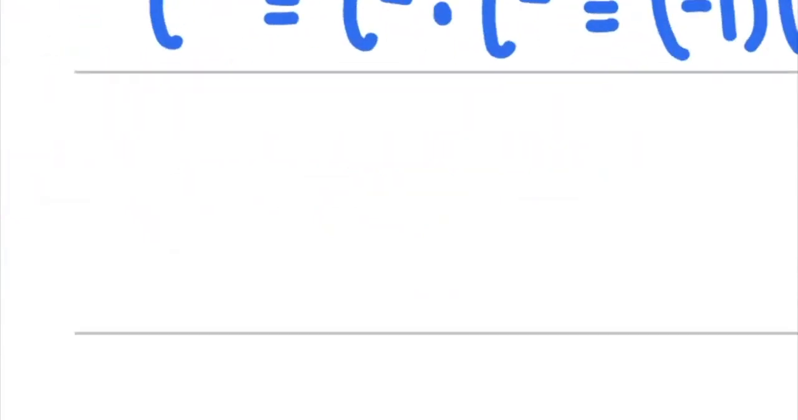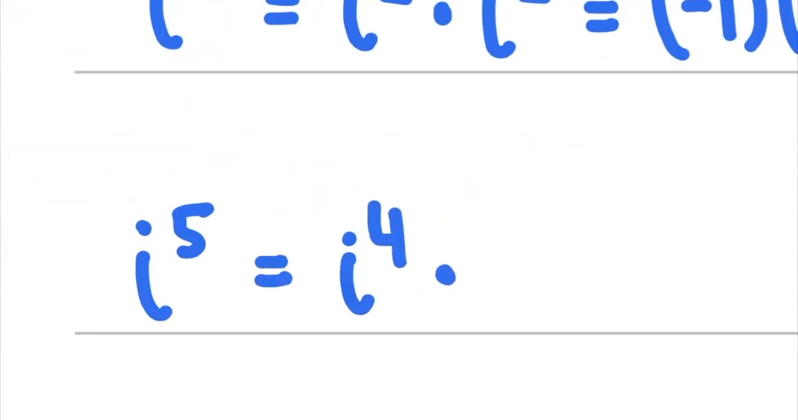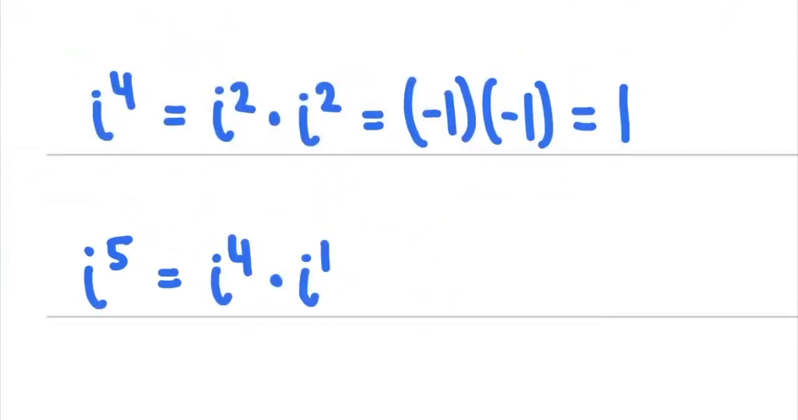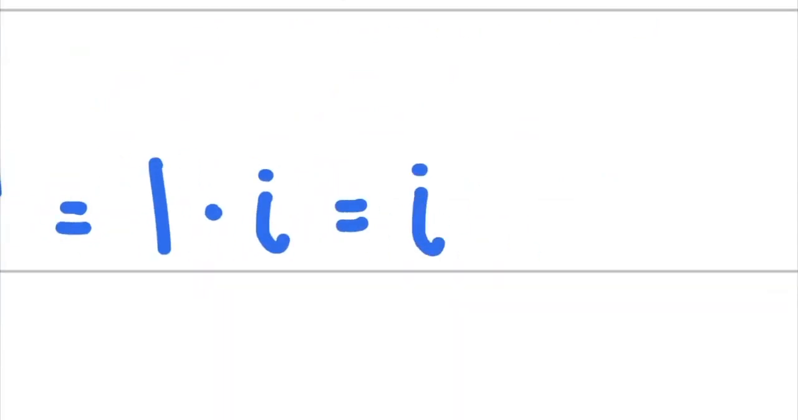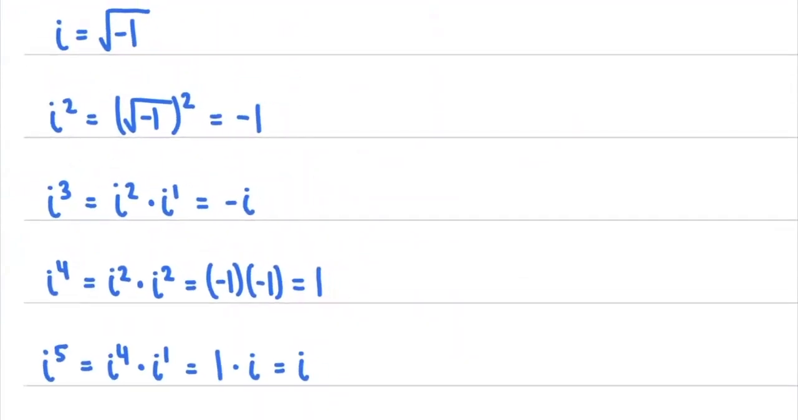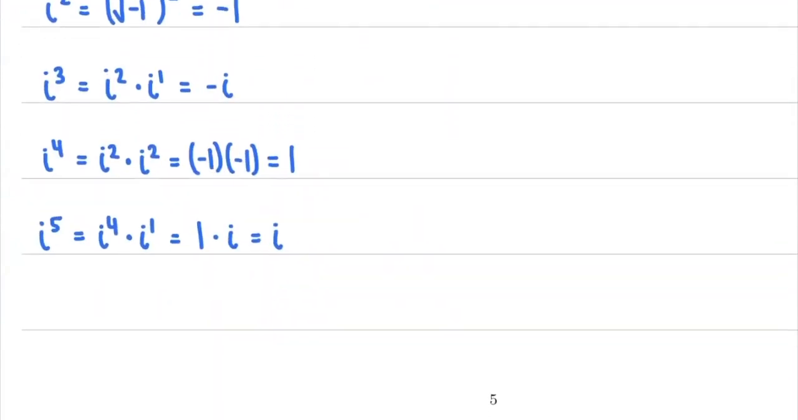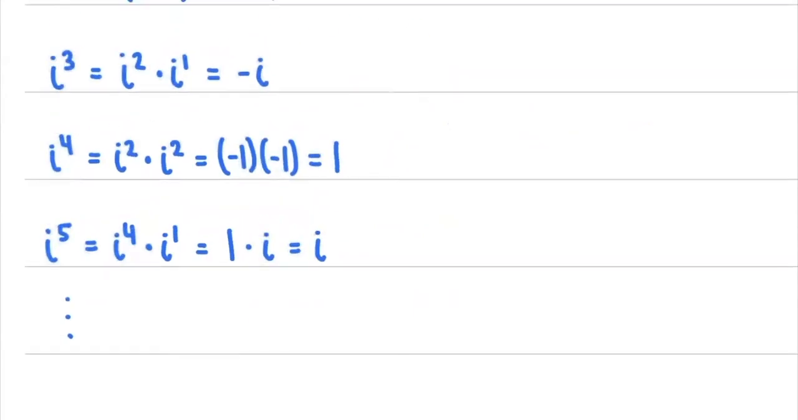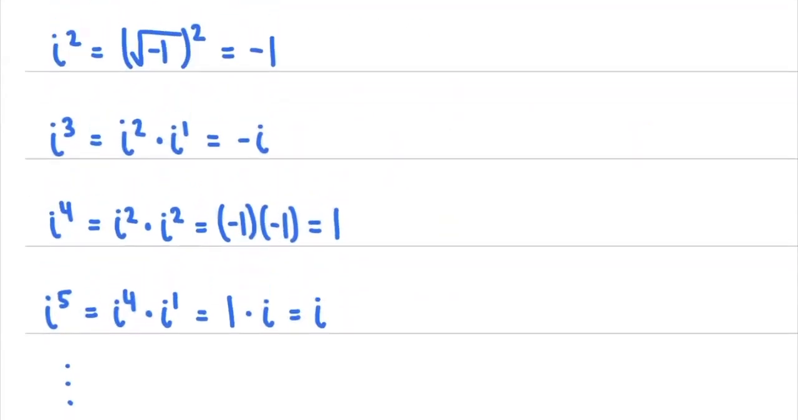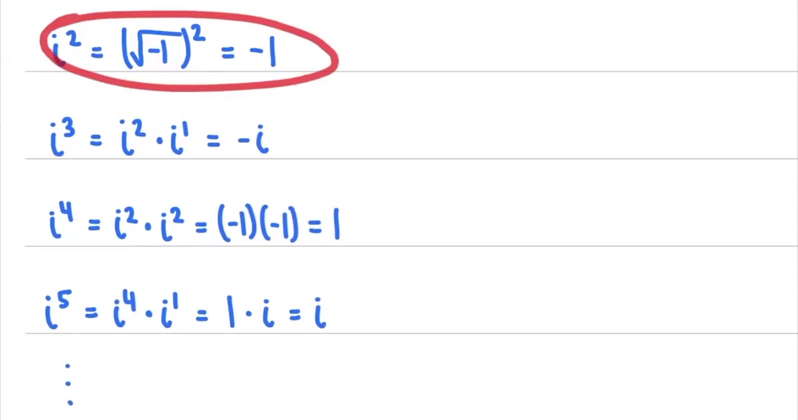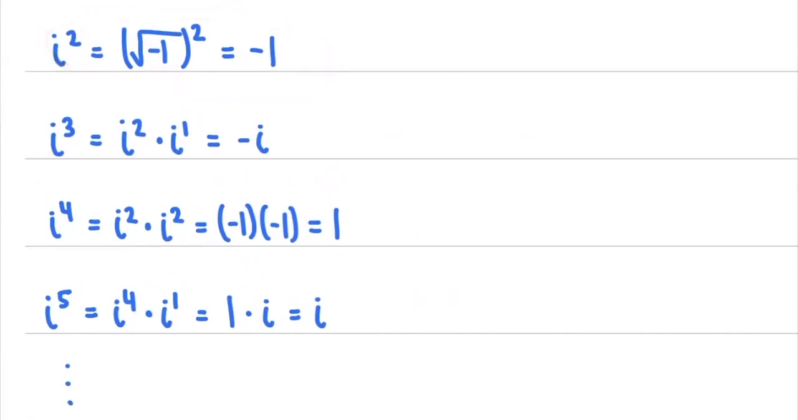And let's do one more, i to the power of 5. That's the same thing as i to the power of 4 times i to the power of 1. And i to the power of 4, I said earlier, is just 1. So 1 times i is just i. So it's repeating again. And this keeps going. You can keep going if you want, and you'll see i to the power of 6 is going to be the same thing as i squared. It's going to be negative 1.